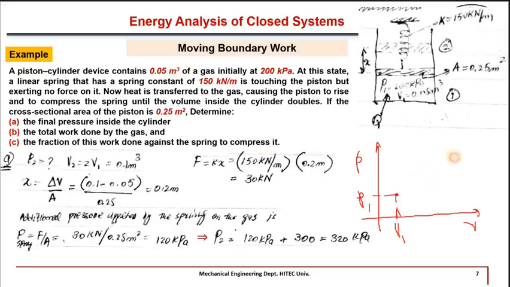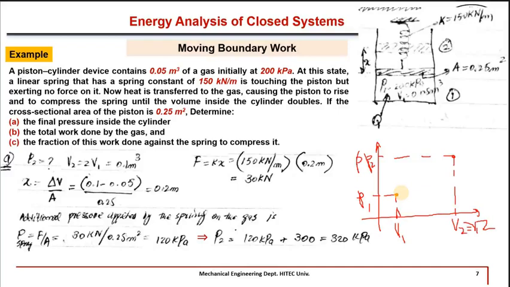Final pressure, which we have now calculated, is 320 kilopascals. So for example, this is 320 kilopascals, P2, and the final volume, which is 2 times V1, that is V2, which is equal to 2 times V1.